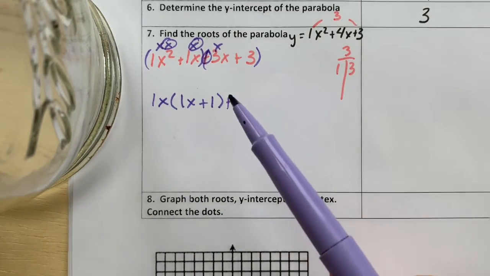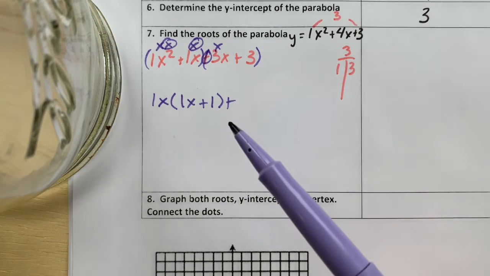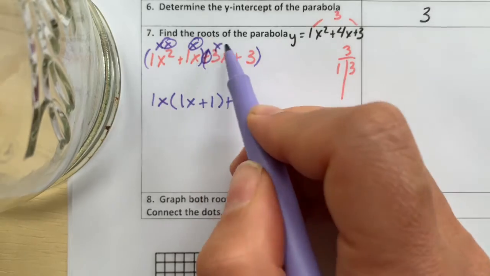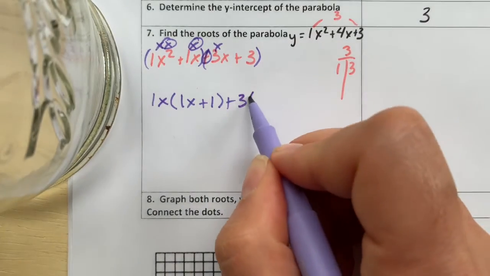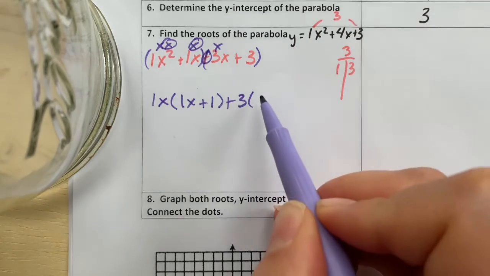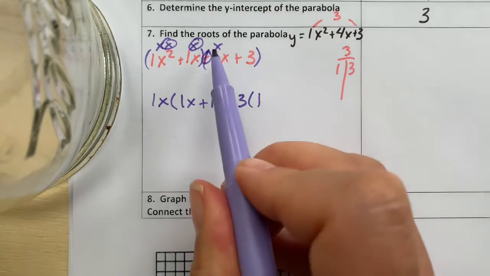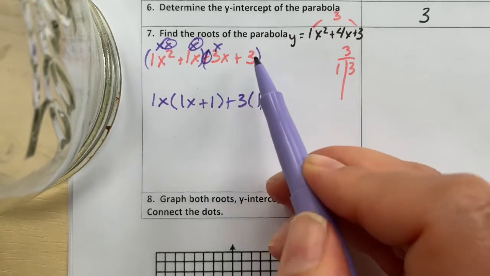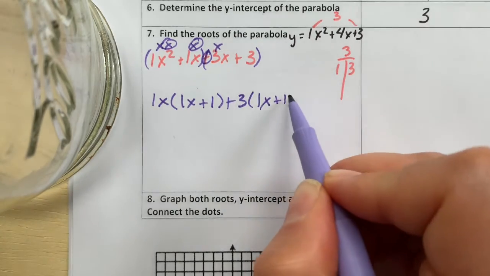What number? The highest number that can go into both 3 and 3. You should see that that's a 3. I have only 1x, so I start my parentheses. 3 divided by 3 is a 1. I had an x and I did not take it out. Plus 3 divided by 3 is 1.